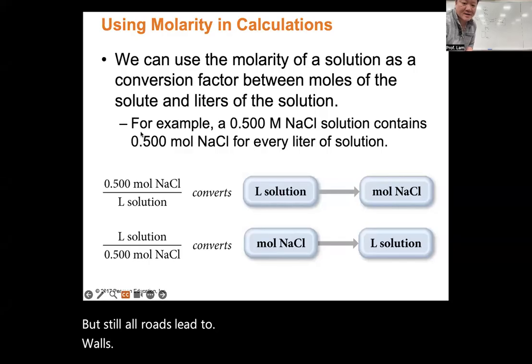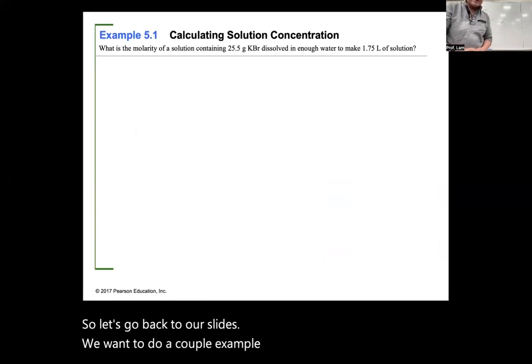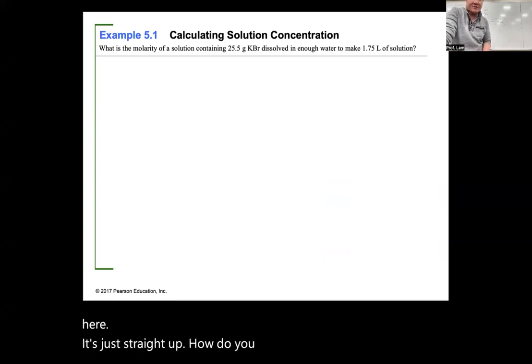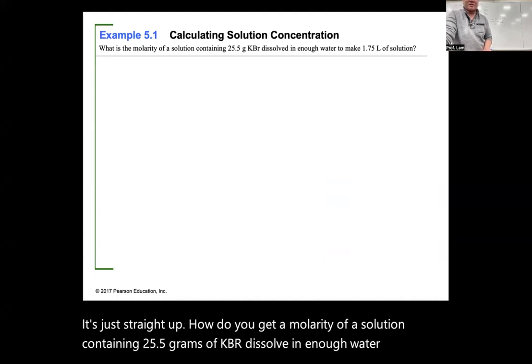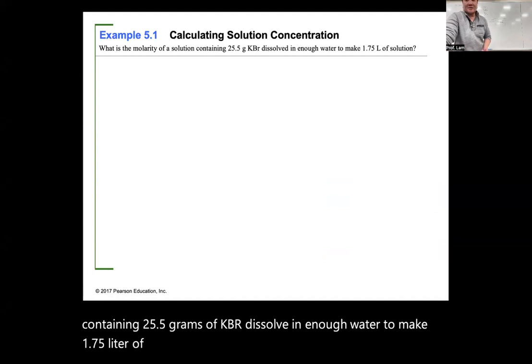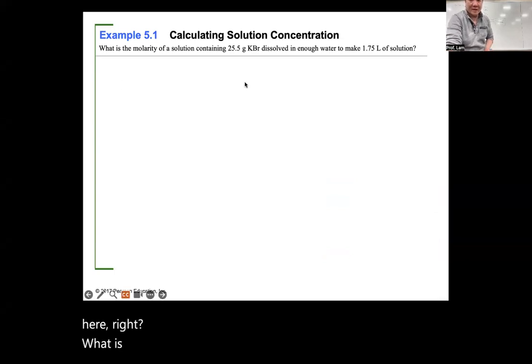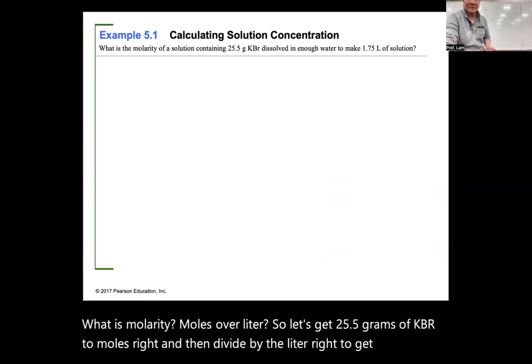So let's go back to our slides. We're gonna do a couple example problems. All right, so this one here is just straight up, how do you get the molarity of a solution containing 25.5 grams of KBr dissolved in enough water to make 1.75 liters of solution? Okay, this is pretty straightforward here, right? What is molarity? Moles over liter. So let's get 25.5 grams of KBr to moles, and then divide by the liters to get to molarity, okay?